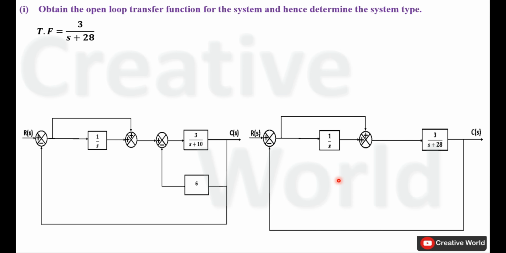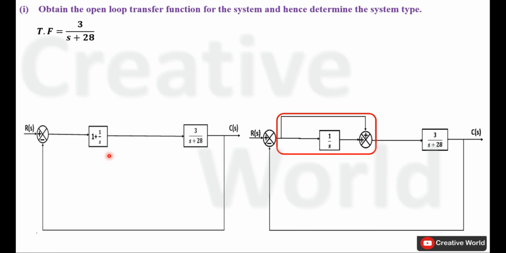Now for the further solution of the problem, we have to focus on this part of the block diagram. Here two gains are connected in parallel. One is an integrator and the other one is a unity gain. So we can merge these two gains into a single block by adding their gains together. It will become 1 plus 1 divided by s.